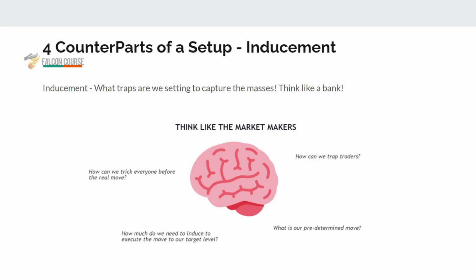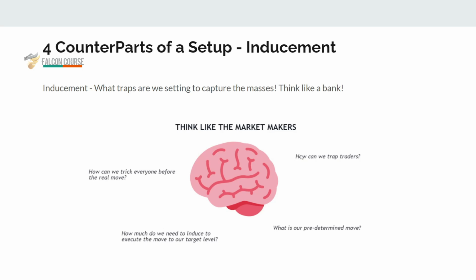It's past 80%. We have absolutely no control in what happens, and we have to respect that. Trillions of dollars are put into the market. Banks print money. They're the ones that put it in. Okay, so what do we have to ask ourselves? What traps are we setting to capture the masses?